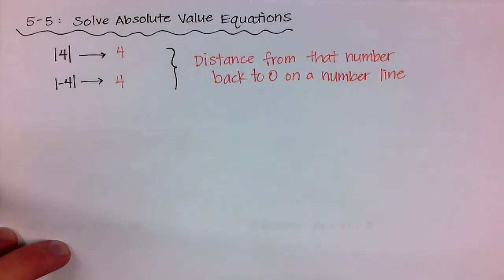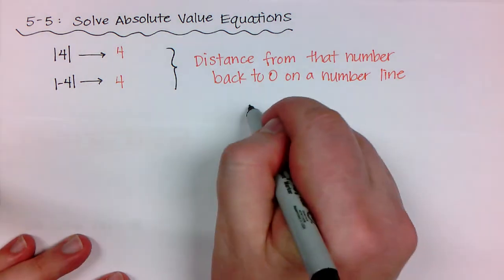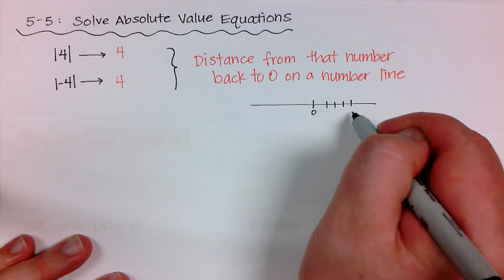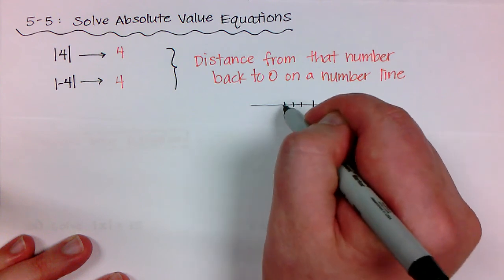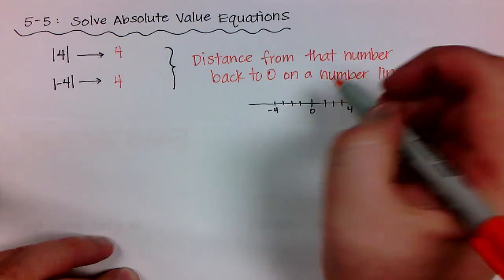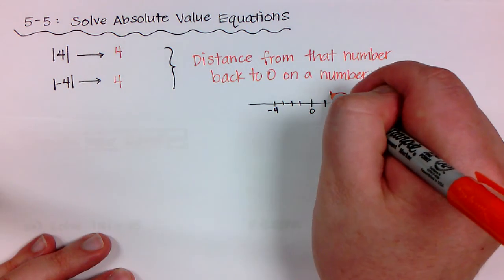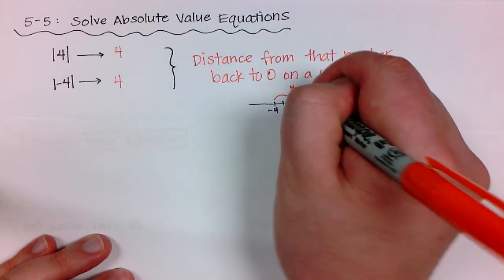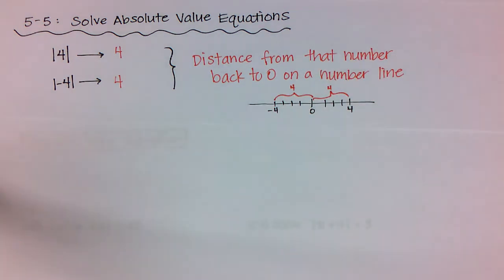So if I was going to just draw a quick number line, I had 0 in the middle, and if I had 4 over here, and if I had -4 over here, the distance from 4 back to 0 would be 4, and also from -4 back to 0 would be 4 as well. So that's what we're looking for, okay?